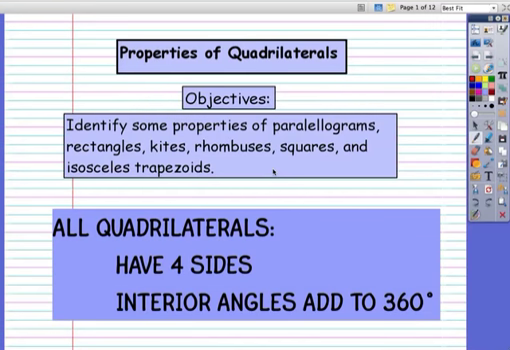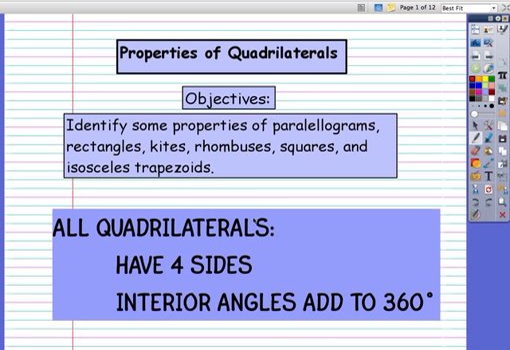Alright, so today we're going to start our unit on transformations and basically what the transformations of polygons look like. We're going to focus on the type of polygons called quadrilaterals. So our goal today is to identify some of the properties of quadrilaterals so that we can most accurately classify these shapes.